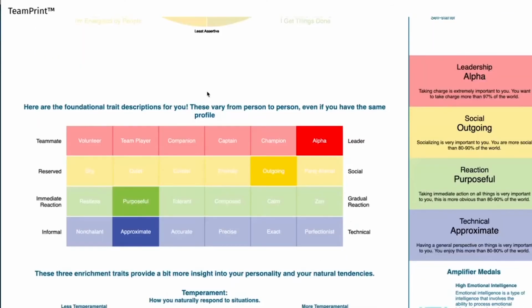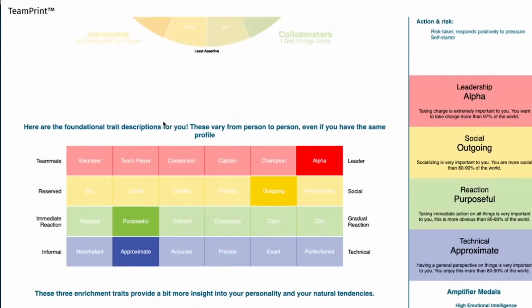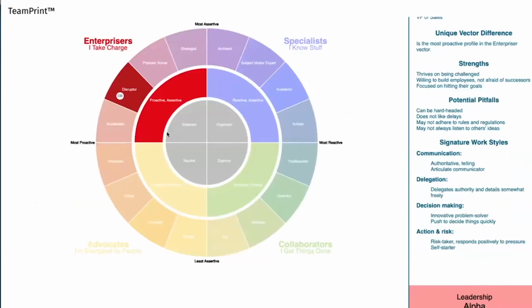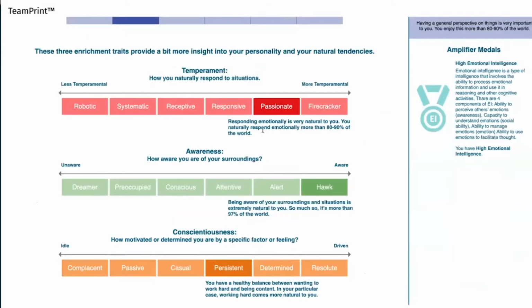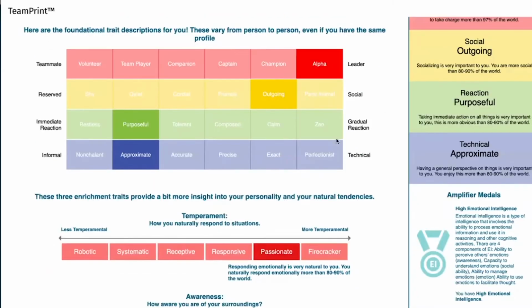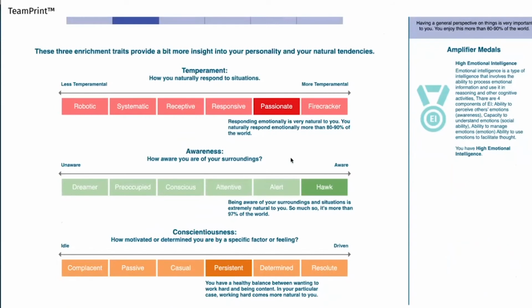As I mentioned earlier, foundational traits make up who you are, and there are trend lines and foundational traits amongst each vector. Enrichment traits exist agnostic of vectors. So if Destin here is a disruptor and an enterpriser, and he's passionate, he's a hawk, and he's persistent, those trends don't read true to all enterprisers or all disruptors. Anybody can fall within these, and they just serve to enrich or enhance our understanding of this person beyond their foundational traits. We have 3 enrichment traits.